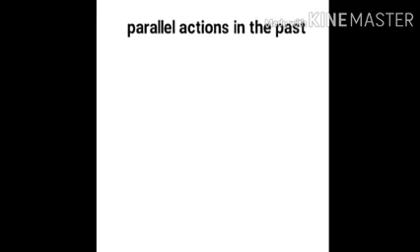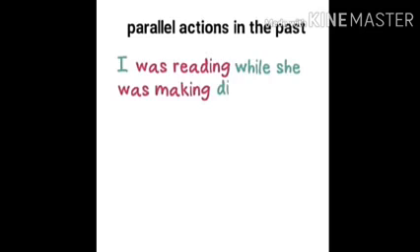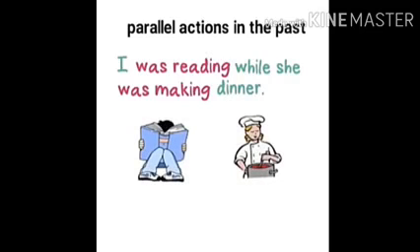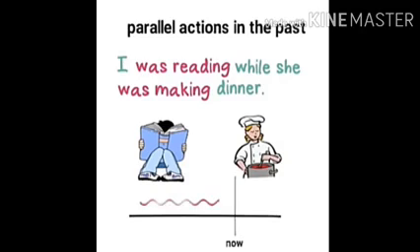The past continuous is also used for parallel actions in the past. So for instance, in this case, I was reading while she was making dinner. Here you've got two actions going on at the same time. As you can see from the timeline, the reading is happening at the same time as she was making dinner. So here we use the past continuous.